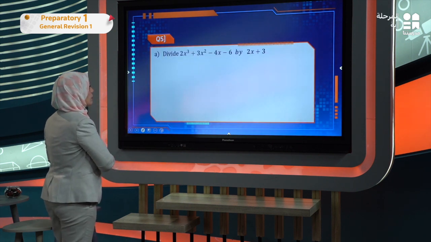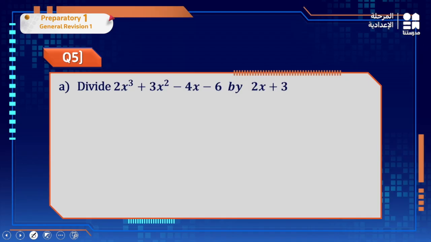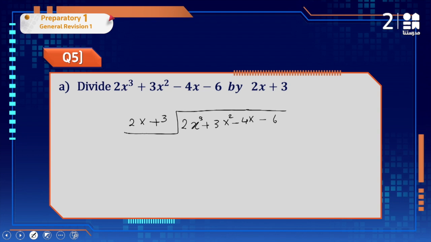Then Question 5. Divide 2x to the power of 3 plus 3x squared minus 4x minus 6 by 2x plus 3. First, 2x to the power of 3 divided by 2x. 2 divided by 2 is 1, and no need to write the 1 here because we have variables. X to the power of 3 divided by x to the power of 1.